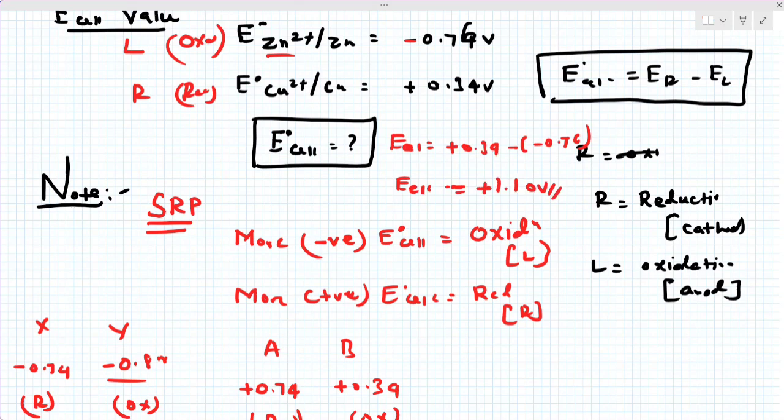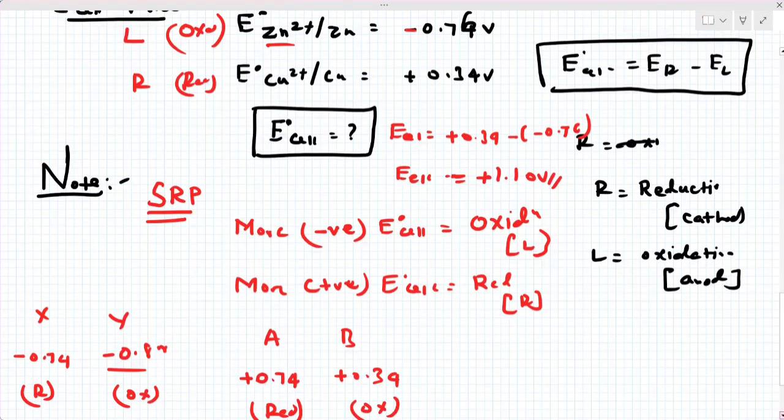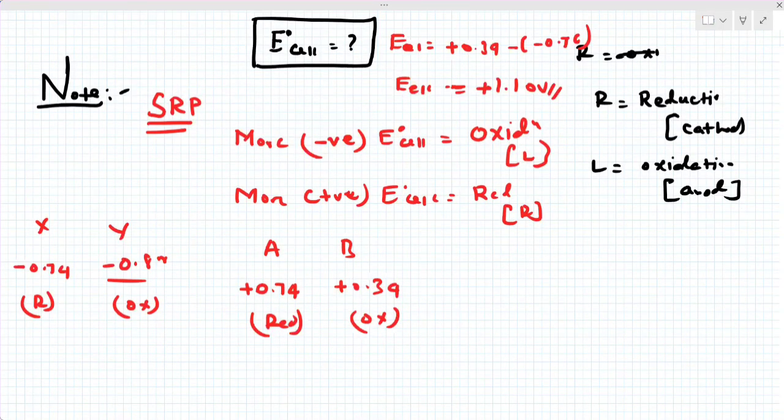The simple way you can find out: look at the values. The more negative undergoes oxidation and the less negative undergoes reduction. If both values are positive, the less positive undergoes oxidation and the more positive undergoes reduction. If a substance undergoes oxidation, it acts as a reducing agent. If a substance undergoes reduction, it acts as an oxidizing agent. It's a common fact, right? This is the most important point for the Nernst equation or calculation of E cell.